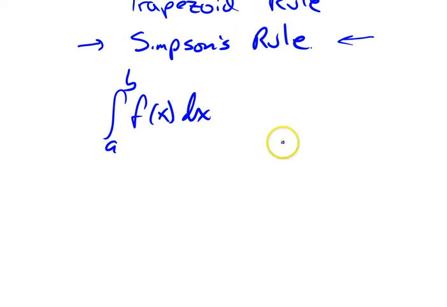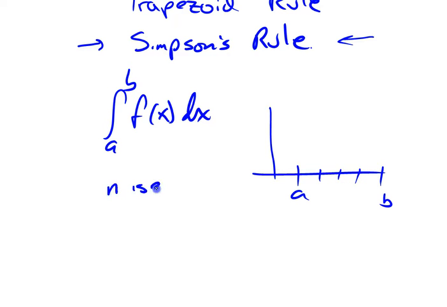So you're going to take the interval from A to B and cut it up into a bunch of pieces. This time we have to make sure that the number of pieces is even, because I'm going to take them two at a time here.